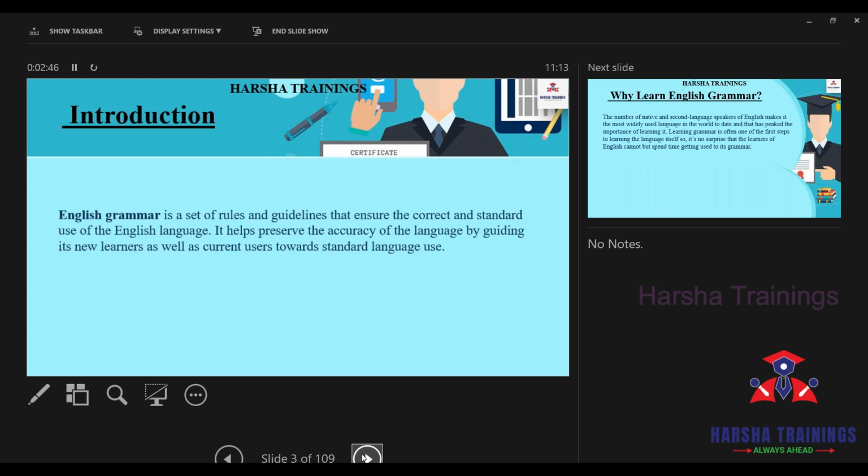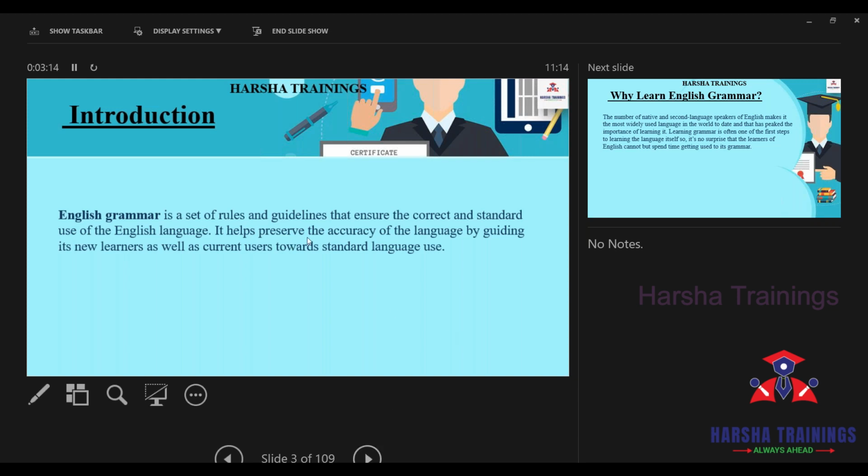Now, English grammar, as I told you, is a set of rules that ensures that the language we are using, the sentences that we are framing or what we are speaking, is correct and in a universal format, right? It's a standard use everywhere, not only for English, but any other language.